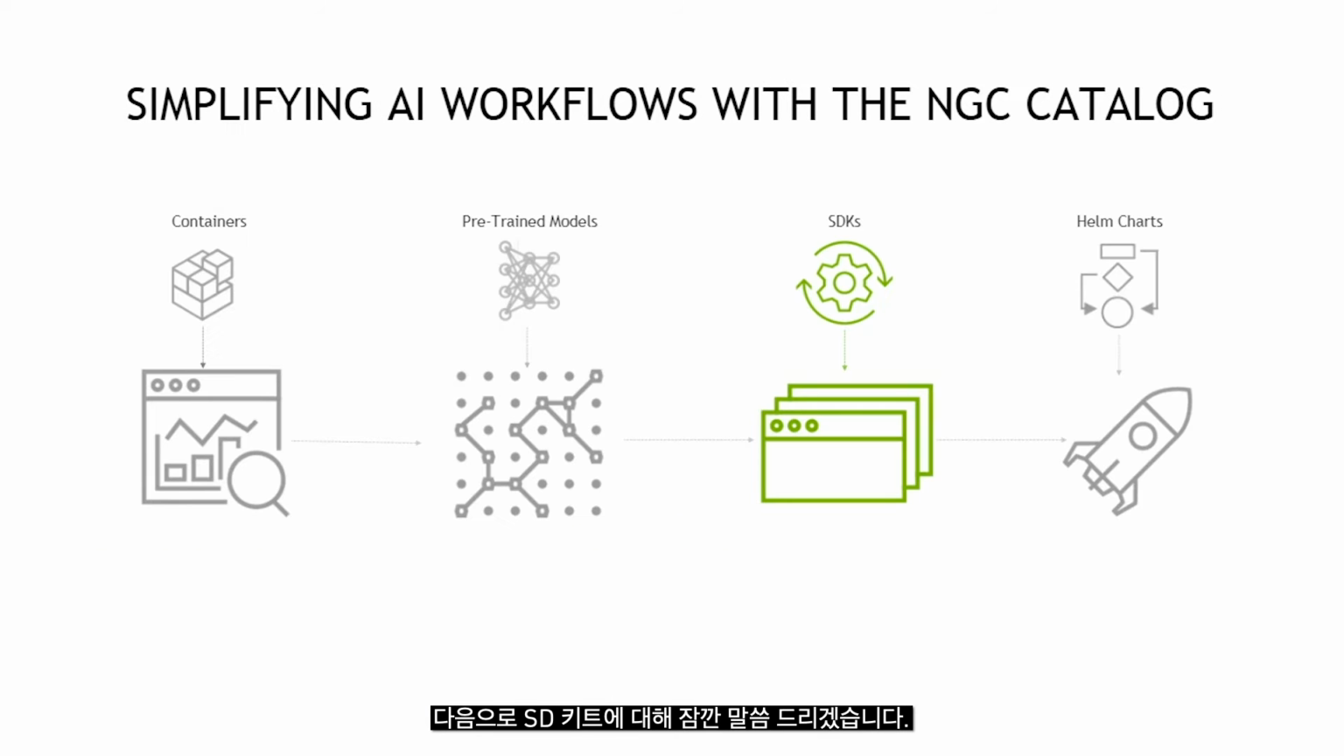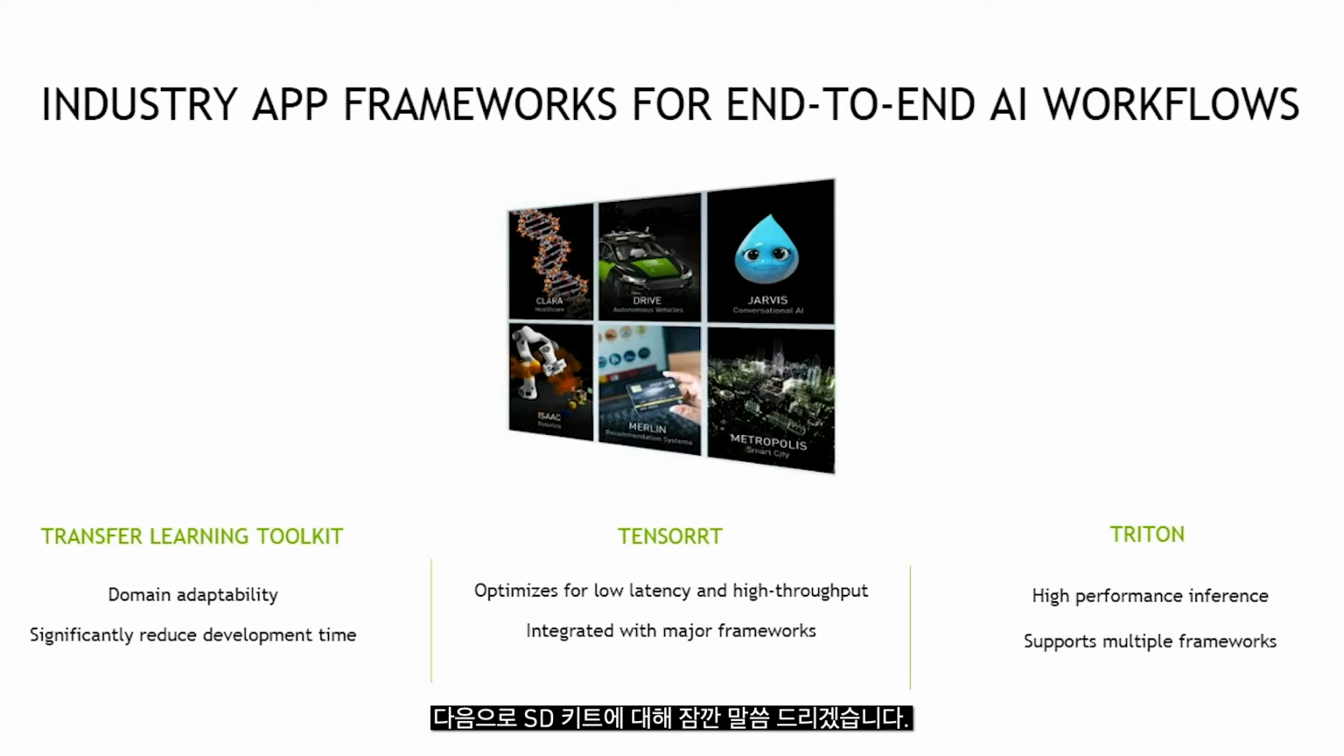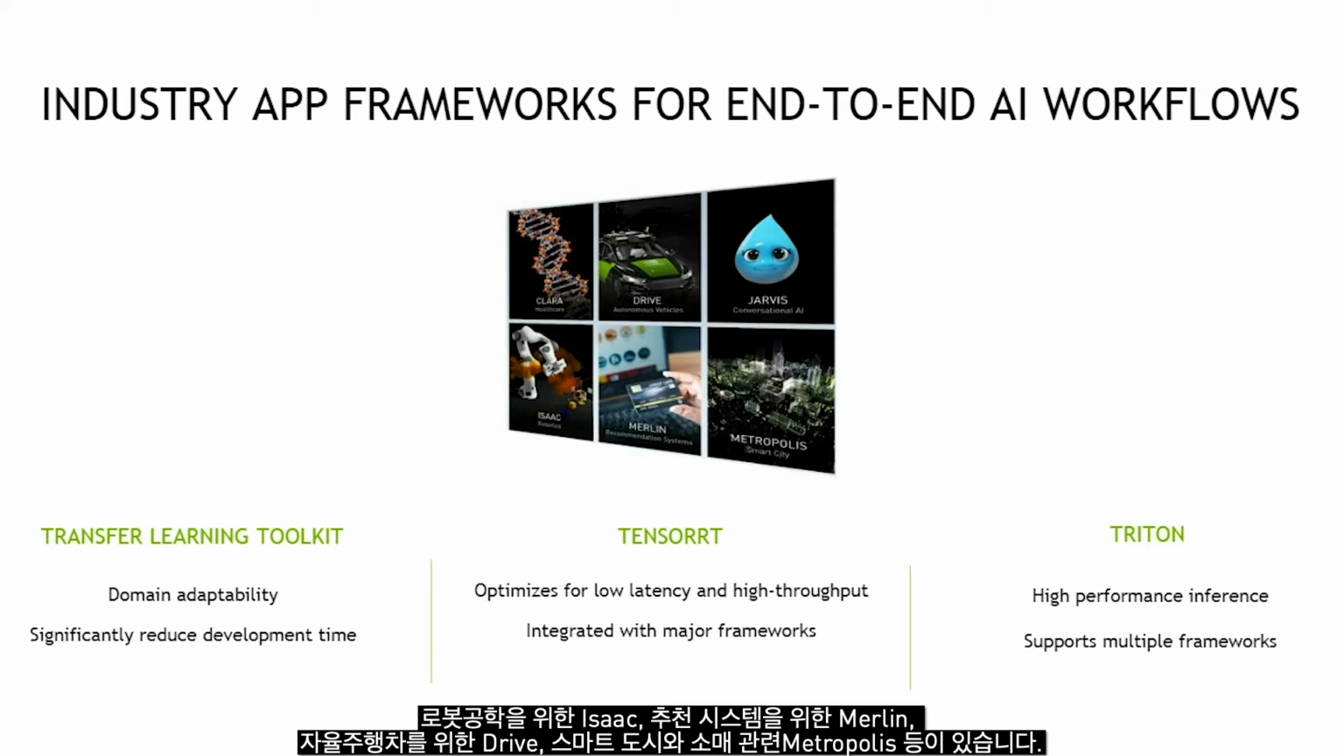I want to go into the SDK bit a little bit. And again, the SDKs here span across many domains. We talked about the building blocks of containers and pre-trained models. The SDKs we carry within the NGC catalog are in medical imaging, genomics, and drug discovery with Clara, Isaac for robotics, Merlin for recommender systems. We have Drive for self-driving cars, Metropolis for smart cities and retail.